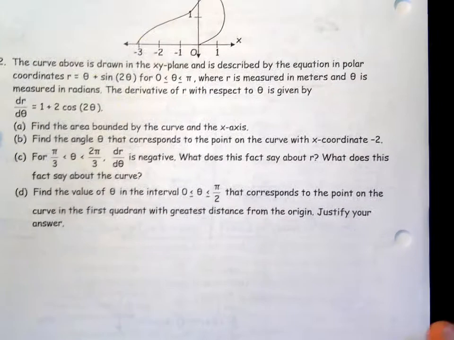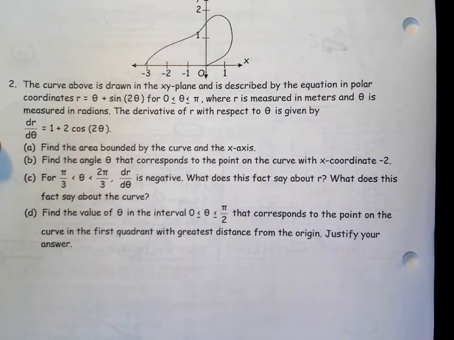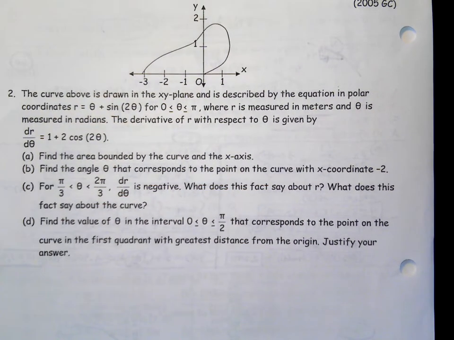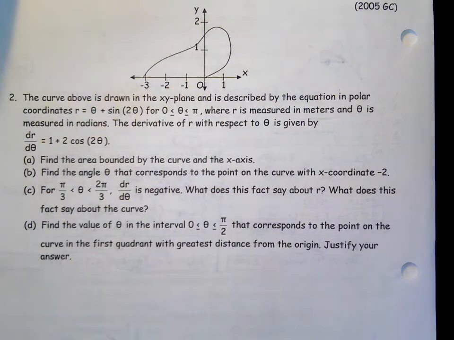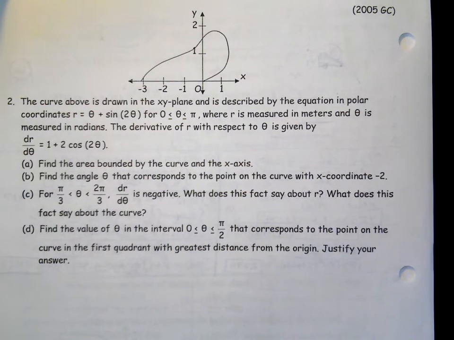And then on the back, I give you a polar function. Now, polar, I thought polar was harder than parametrics. And usually on that AP test, they give you either a polar or a parametric free response, one or the other, usually.